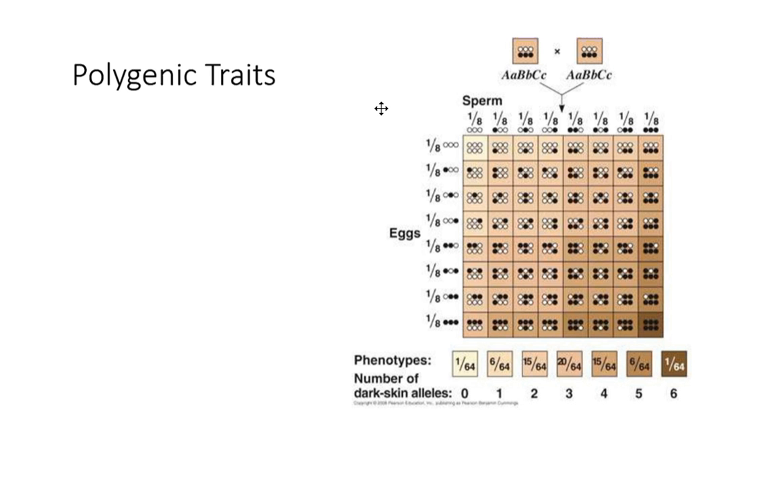More than one gene for the trait. Human skin color has lots of genes associated with it, and so this is why you have lots of different skin colors, not just black and white, but lots of different tones in between.